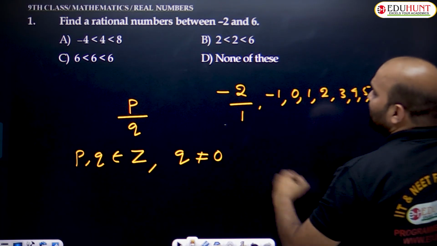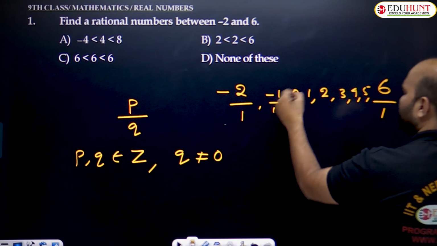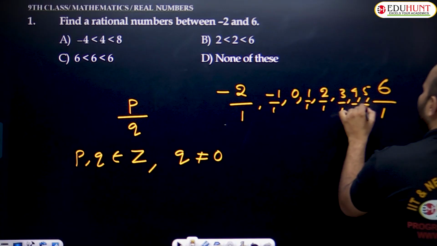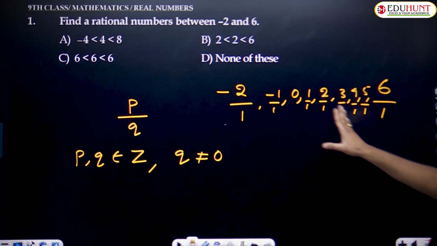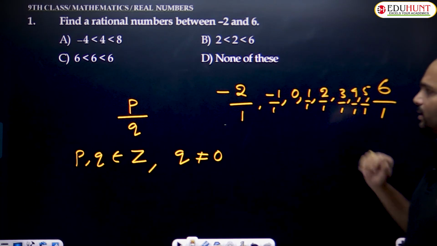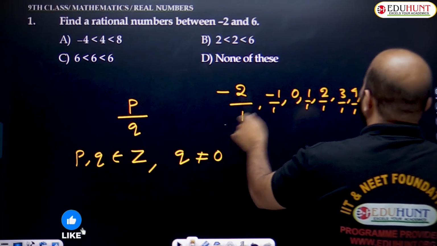But it can be written as a rational number by taking the whole number over 1. So -2/1, -1/1, 0/1, 1/1, 2/1, 3/1, 4/1, 5/1. What I am asking is a rational number between -2 and 6. Clearly this is an expression of a rational number.